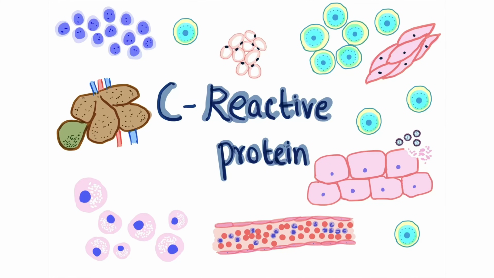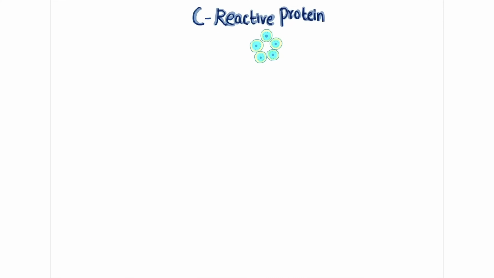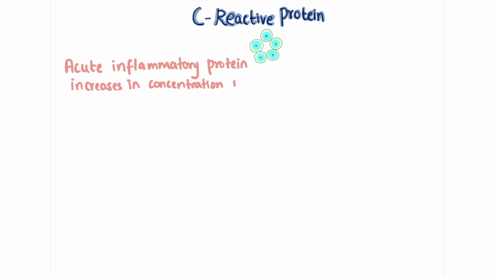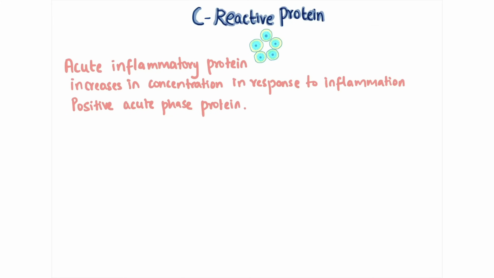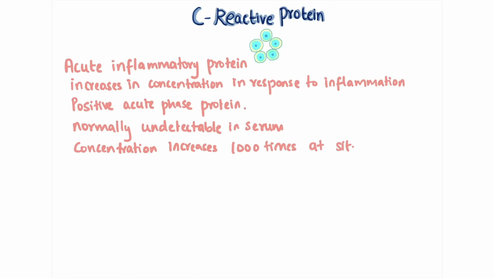Today's video is all about C-reactive protein. C-reactive protein is an acute inflammatory protein. It increases in concentration in response to inflammation. Hence, it is called the positive acute phase protein. The concentration is usually undetectable in the serum, but it increases 1000 times at the site of inflammation.